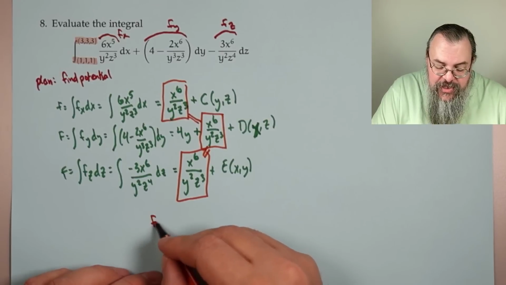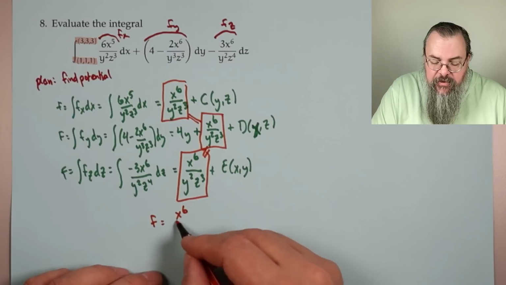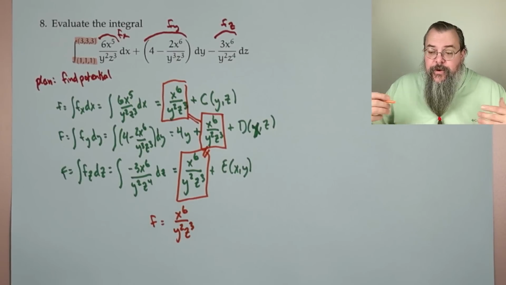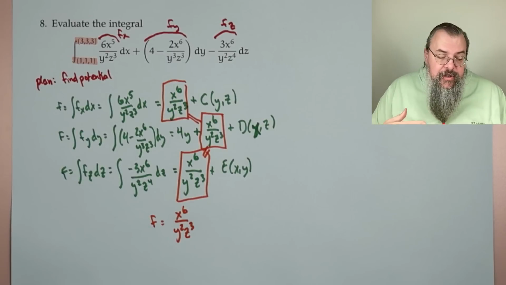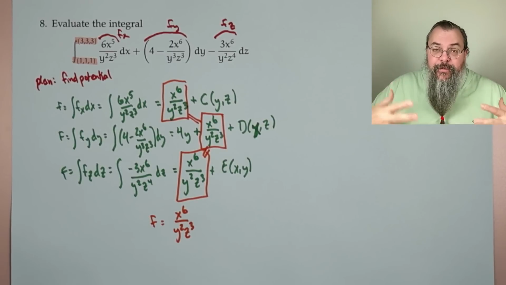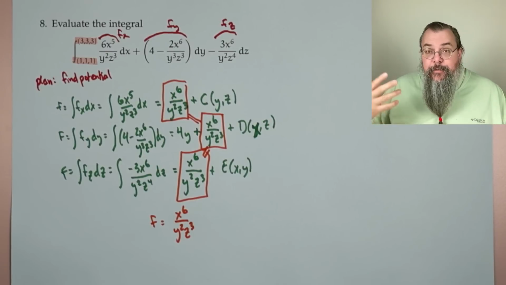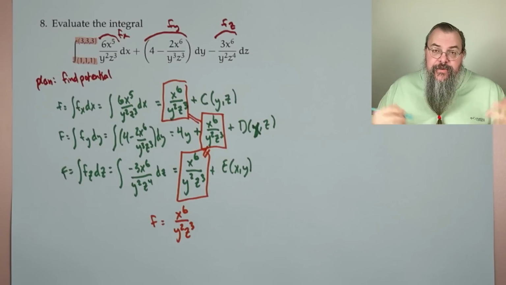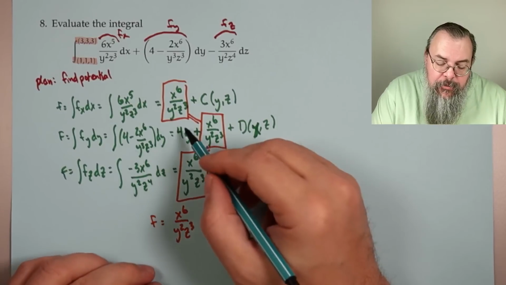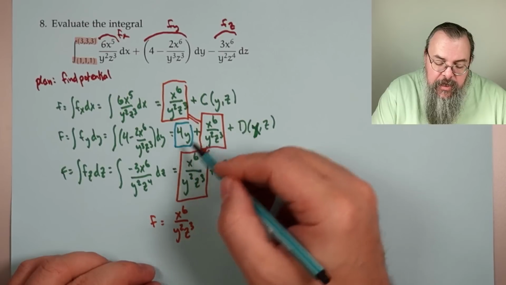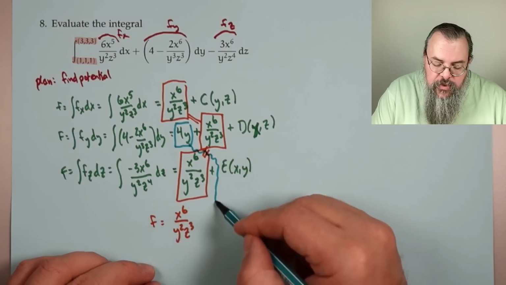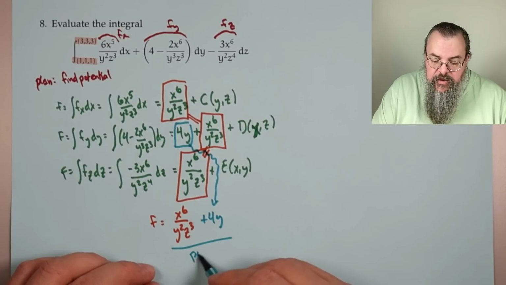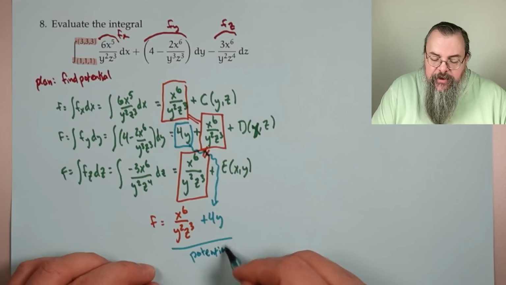So our potential function will involve x to the 6 over y squared z cubed. Now we also check for any other parts. So these are pieces where they don't necessarily have multiple variables involved. Now it can, by the way, only have 2 variables involved and not just 3. Or it can just have 1. So that's this 4y. And so if we add 4y, here's our potential. All right, great. So we found our potential.